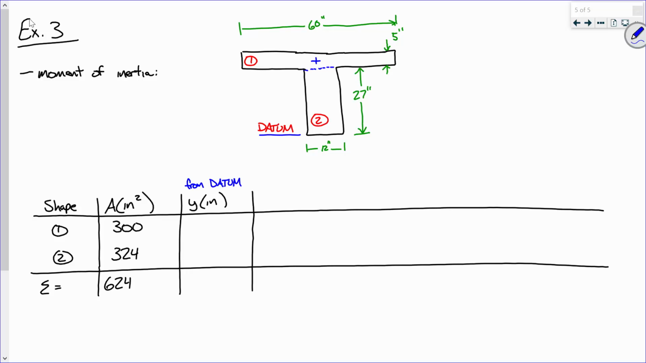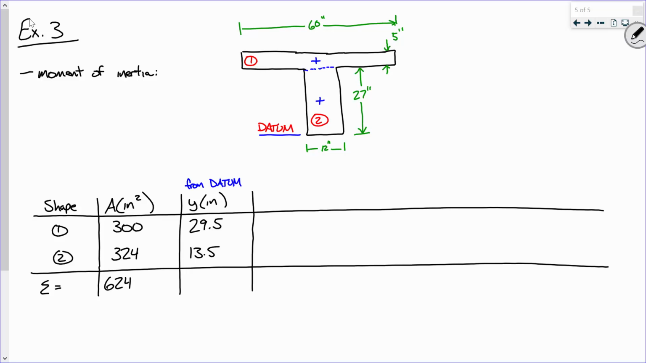Did you have a question? Okay. All right. Now shape 2, you tell me, what's that distance going to be? 13.5. Simple, right? Simple stuff. Now, that's A, that's Y.